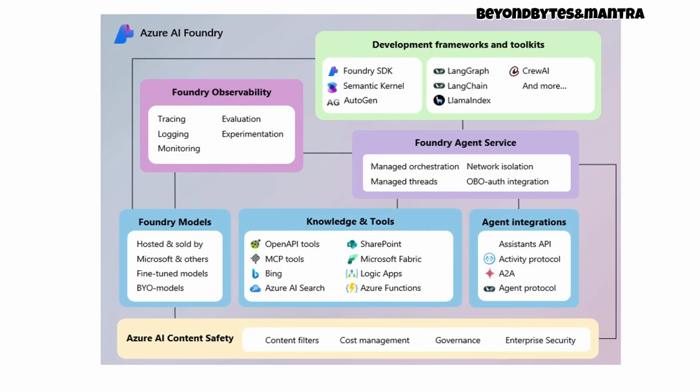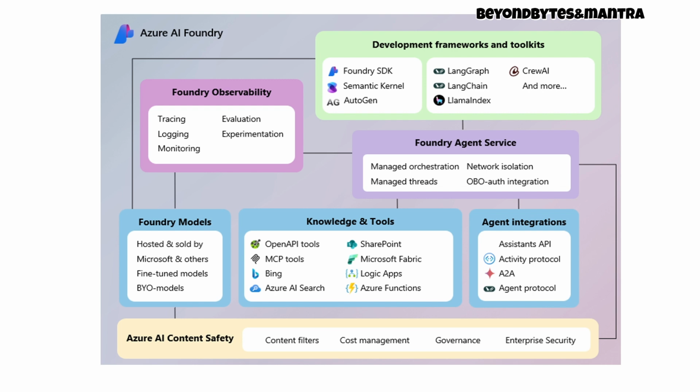So Azure AI Foundry as a whole is a framework. It consists of development frameworks and toolkits, which include the Azure AI Foundry SDK, Semantic Kernel, and AutoGen, which are provided by Microsoft itself, and then third parties like LangGraph, LangChain, LlamaIndex, CrewAI, and more. There is a Foundry Agent Service which manages orchestration, network isolation, threads, and OBO auth integration. Foundry observability is divided into tracing, logging, monitoring, evaluation, and experimentation.